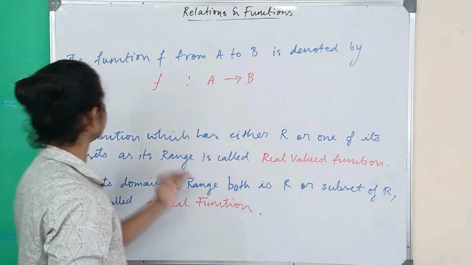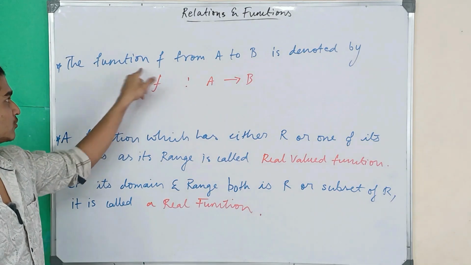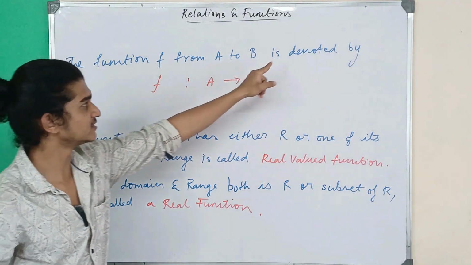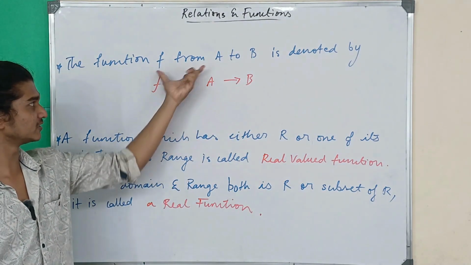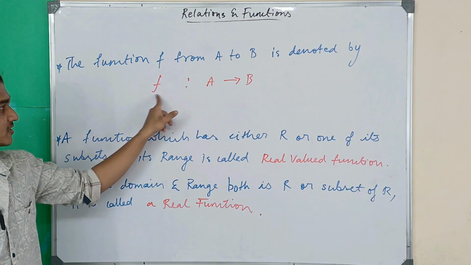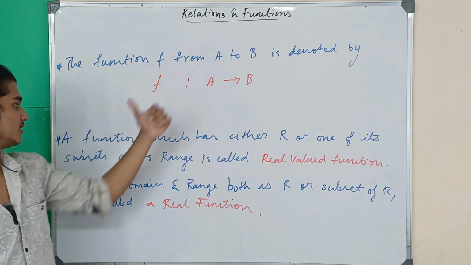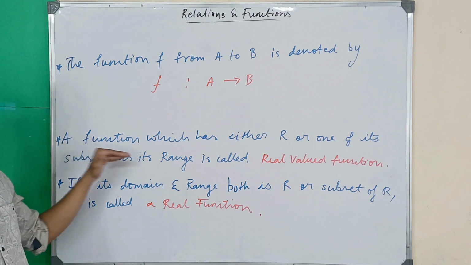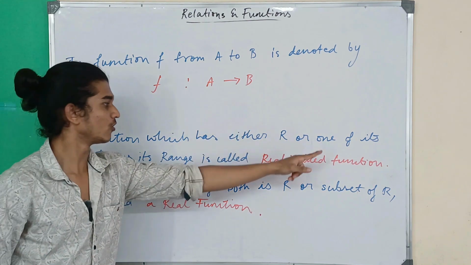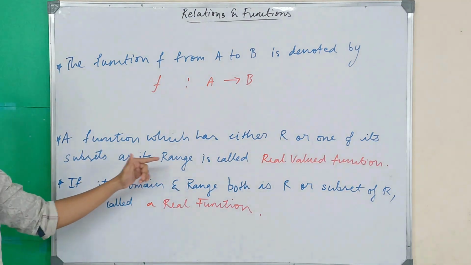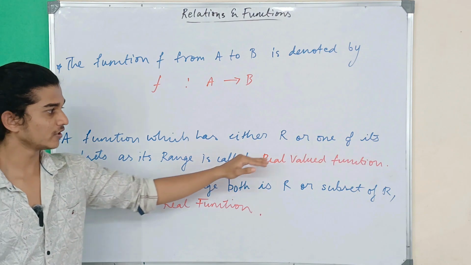The next thing is the function f from A to B, which is denoted like this. So we call this a function from A to B. And the next one is a function which has either R or one of its subsets as its range. It is called a real valued function.